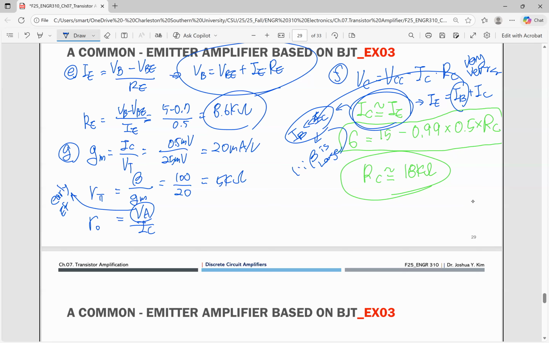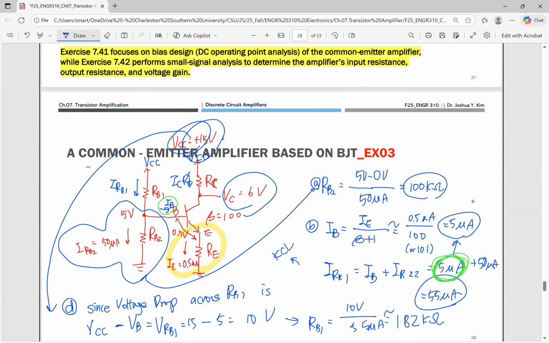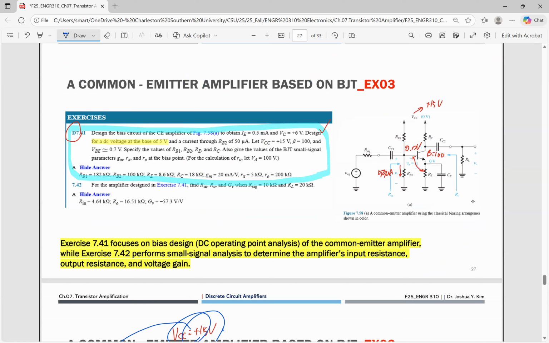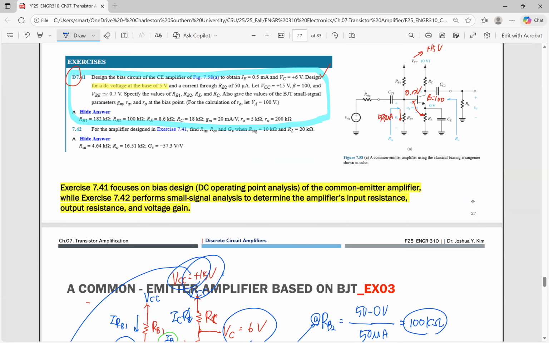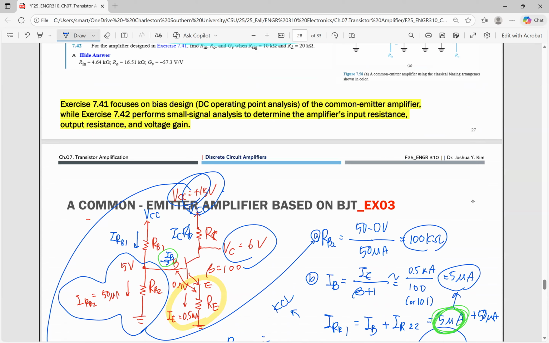Pauli effect voltage. We learned before, right? So 100 divided by 0.5, that was 200 kilo ohm. All right. So that is for question 7.1, the 41. Now 7.42 is more about performing the small signal analysis to determine the amplifier's input resistance. So that is what I wanted to do.